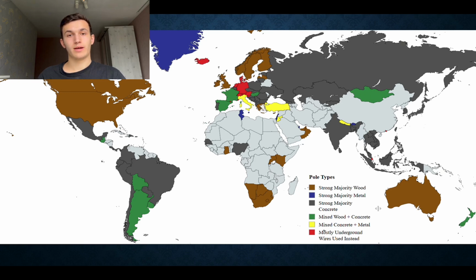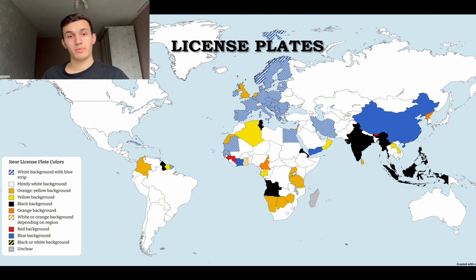The most common type in Asia, which is basically true in every Asian country, is that they have concrete poles, and it's true in South America and Mexico. The only countries which have metal poles are Tunisia and Greenland, and also Bhutan. So there's 3 countries. Let's go to the next map, the license plates.